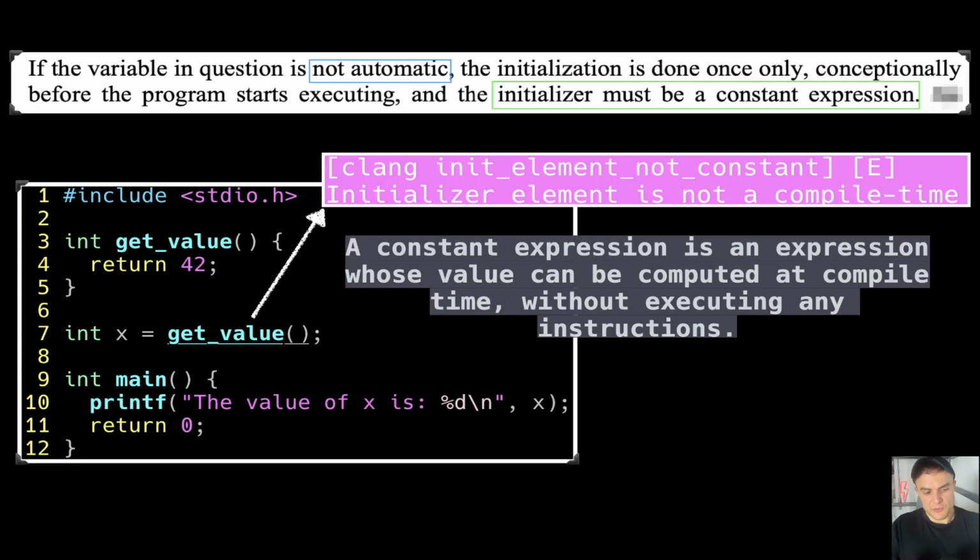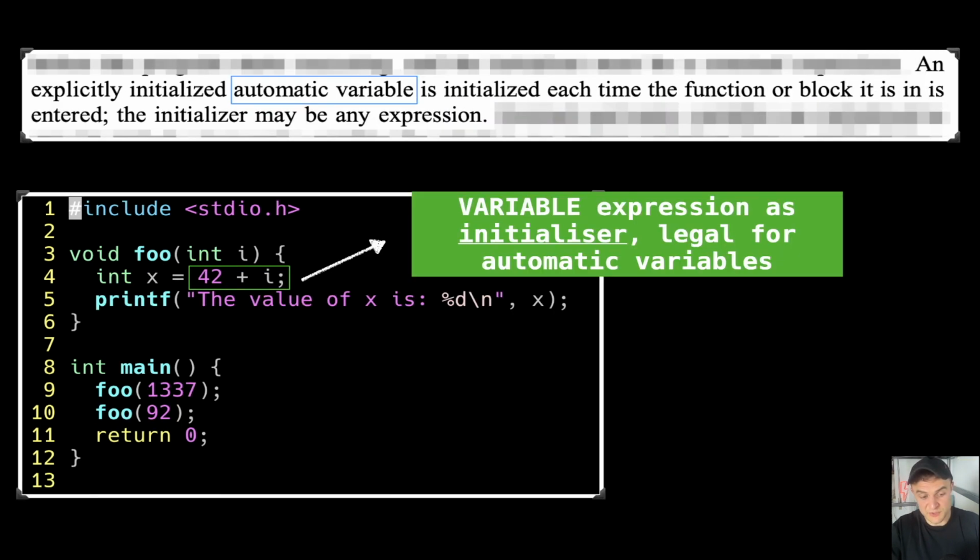Let's go on. Now you read, if the variable in question is not automatic, so it is not inside a function, the initialization is done once only, conceptually before the program starts executing. And the initializer must be a constant expression, essentially the opposite of before. As you can see here, we have a variable expression, 42 plus i is a variable indeed.